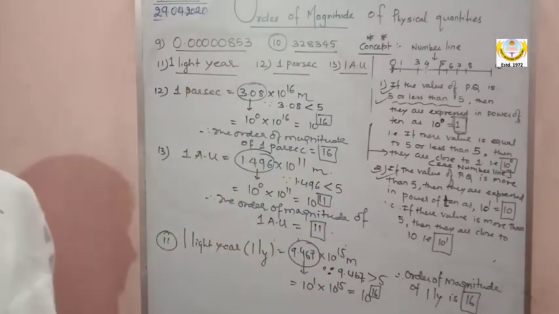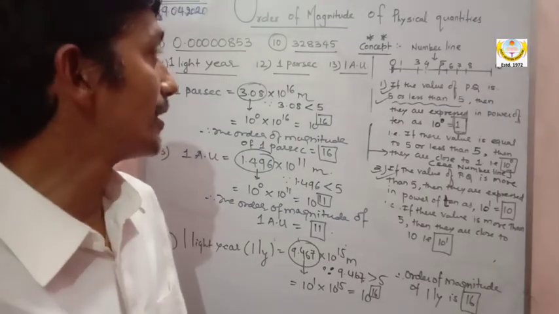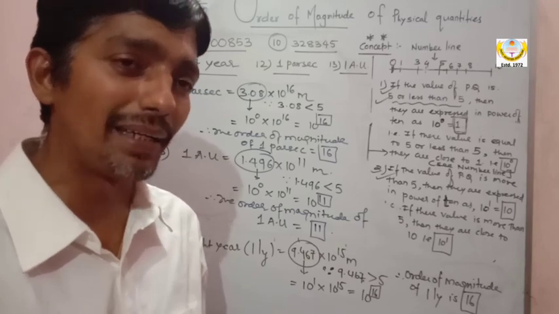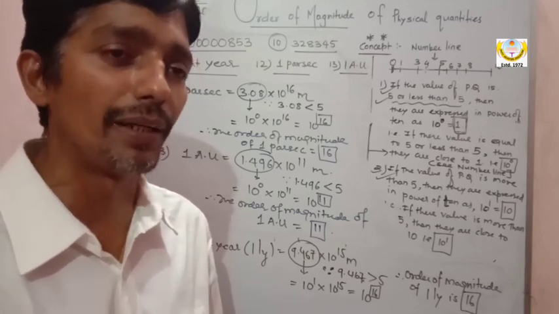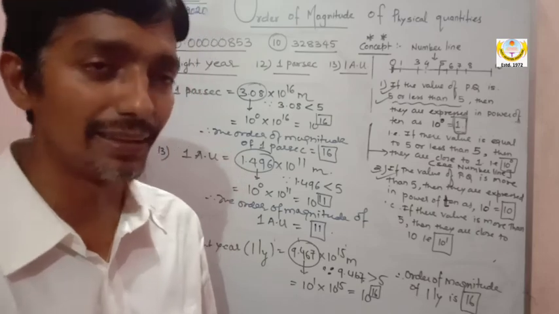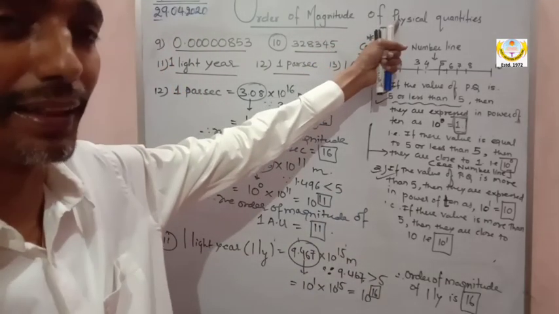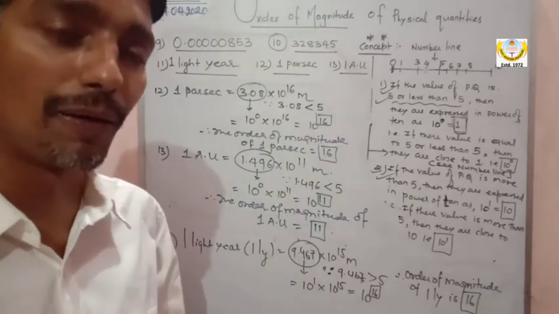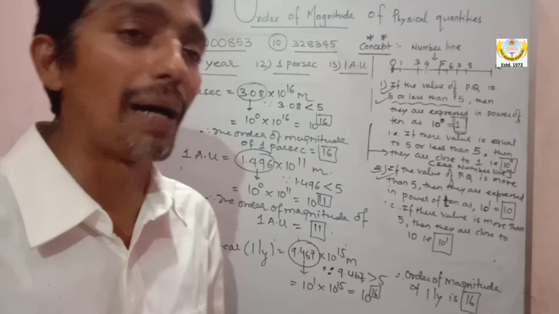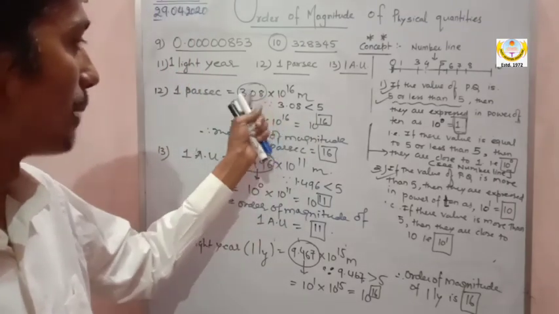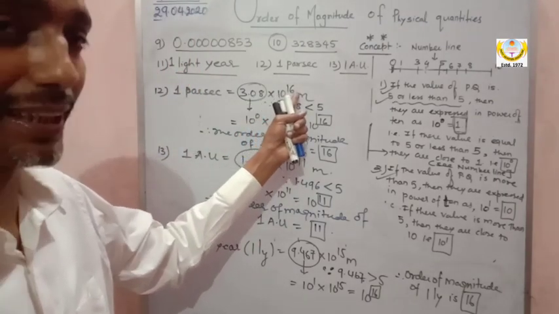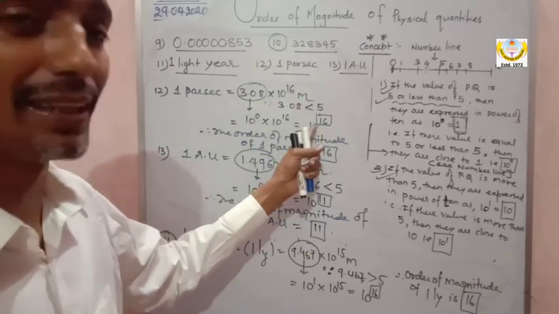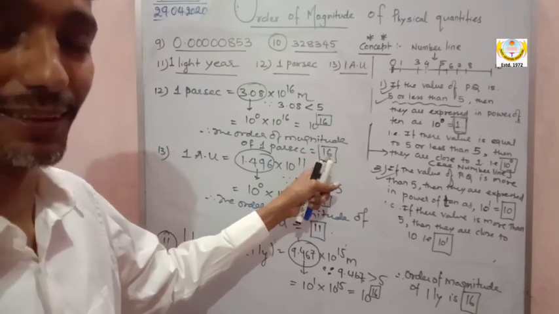So I hope you all understood what the order of magnitude is. Thus we can say the order of magnitude is the magnitude of a physical quantity written in a power of 10 which is closest to its magnitude. Take 3.08 into 10 power 16: for me 3.08 is not important. 10 power 16 is the order of magnitude, that is, 16 is the answer.